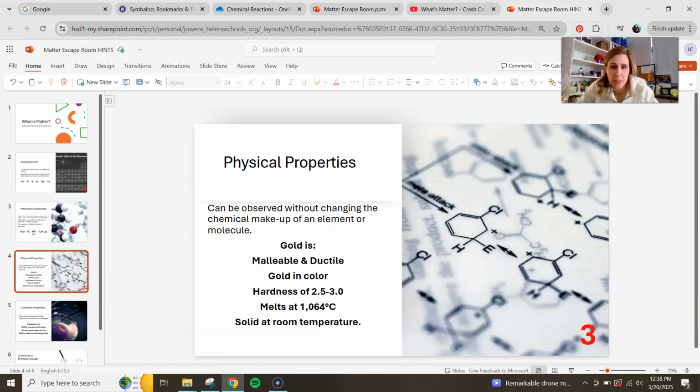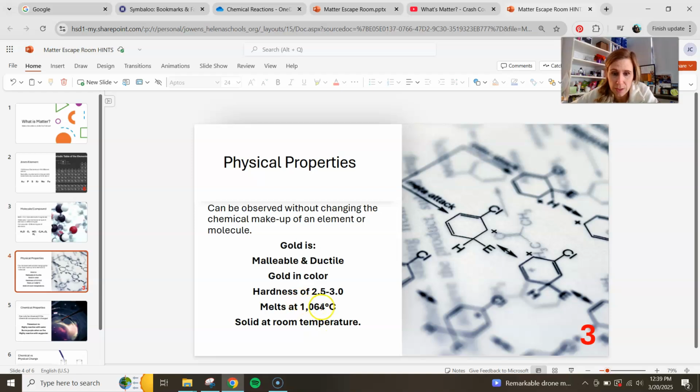Physical properties can be observed without changing the chemical makeup of an element or a molecule. So for instance, the physical properties of gold are that it is malleable, meaning you can bite gold and leave your teeth print. It's easy to reshape. It's ductile, meaning we can stretch it into a wire really easily. That goes hand in hand with malleable. It's obviously golden in color. It has a hardness of 2.5 to 3, which is really soft actually.